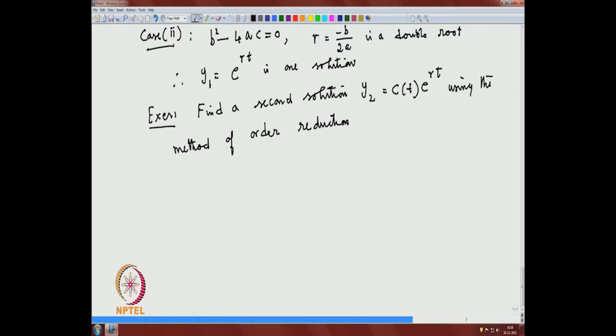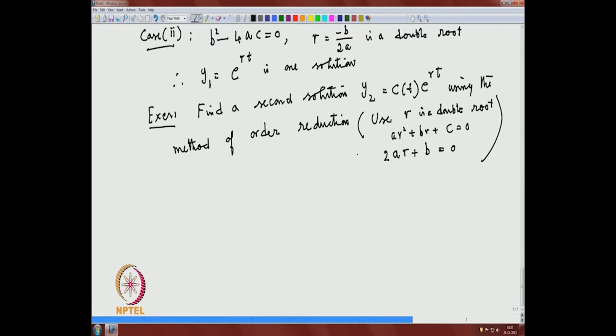Very simple computation, absolutely not difficult. Use the fact that r is a double root. What is the meaning of double root? It means a r square plus b r plus c equal to 0. Since it is a double root, its derivative is also 0, so you have this condition 2 a r plus b equal to 0. So, use both these facts.